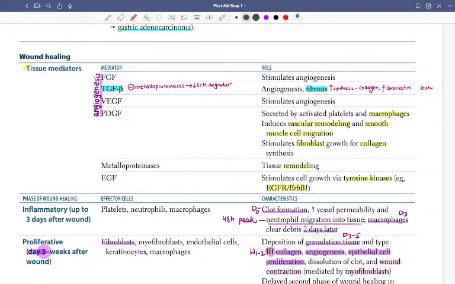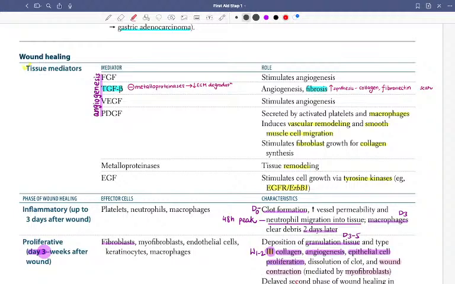So these are wound healing mediators. TGF beta is anti-inflammatory; we saw TGF beta and interleukin 10. FGF is for angiogenesis, fibroblast growth factor. VEGF is vascular endothelial growth factor, so you can derive angiogenesis from the name itself. PDGF is a bit distinct, platelet derived growth factor. Obviously, it comes with the platelets.